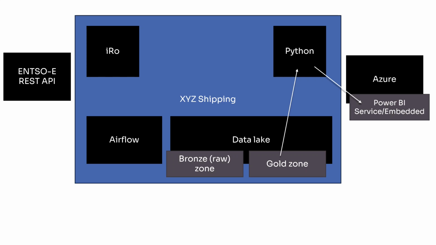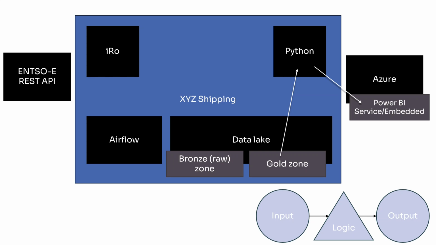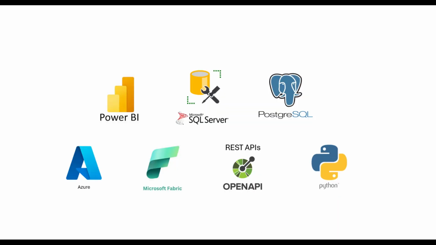Again, we are using the design pattern input, logic, output. The technologies used in this example are Microsoft Power BI, Microsoft SQL Server, PostgreSQL, Microsoft Azure, Microsoft Fabric, the Power BI REST API, and Python. Now we're moving over to Walkie.